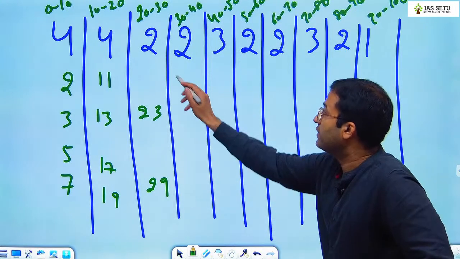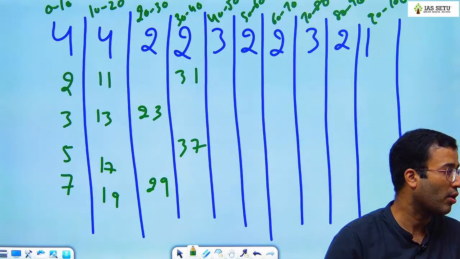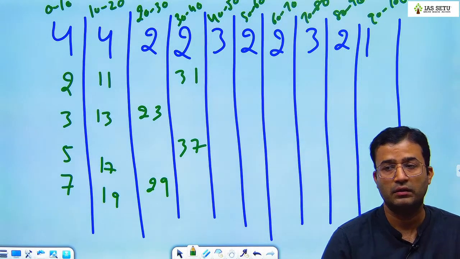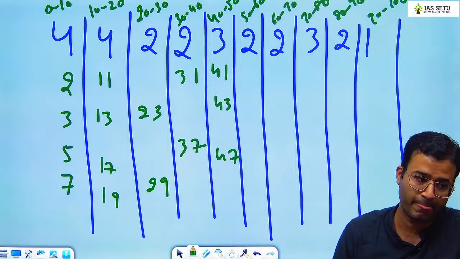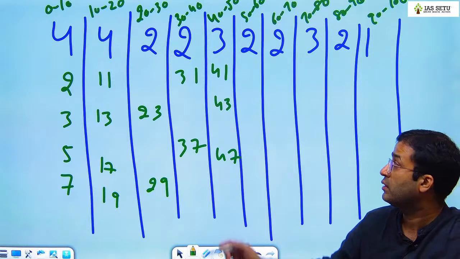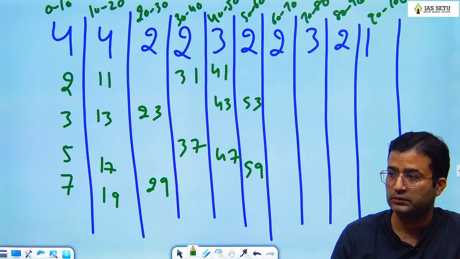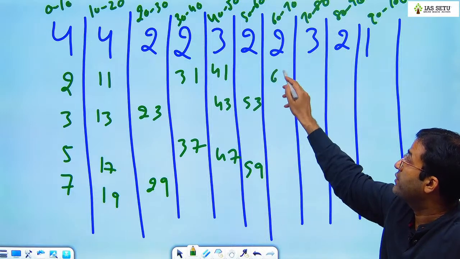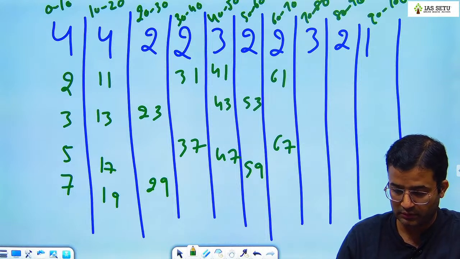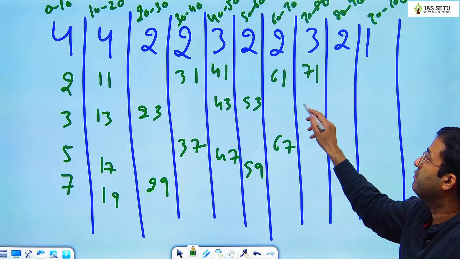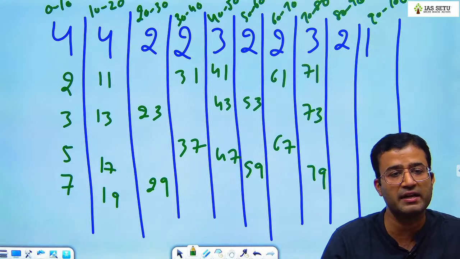Okay, then 31, 37. Then we have 41, 43, 47. 53, 59. Then we have 61, 67. Then we have 71, 73, 79. Because 77 is divisible by 7 and 11.